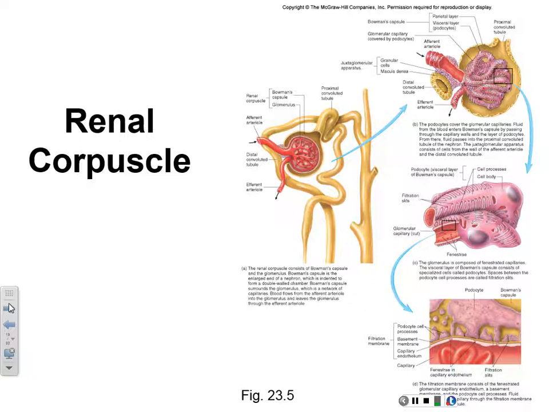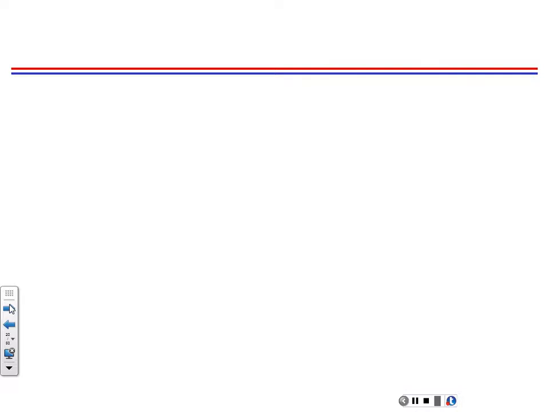The juxtaglomerular apparatus actually detects flow, so you can do auto-regulation of blood flow. It also produces a hormone called renin, which is involved in controlling blood pressure, and we'll talk about that. There are special cells called macula densa cells on the distal convoluted tubule, and granular cells, sometimes called juxtaglomerular cells, on the afferent arteriole. We'll talk about that in a little bit.